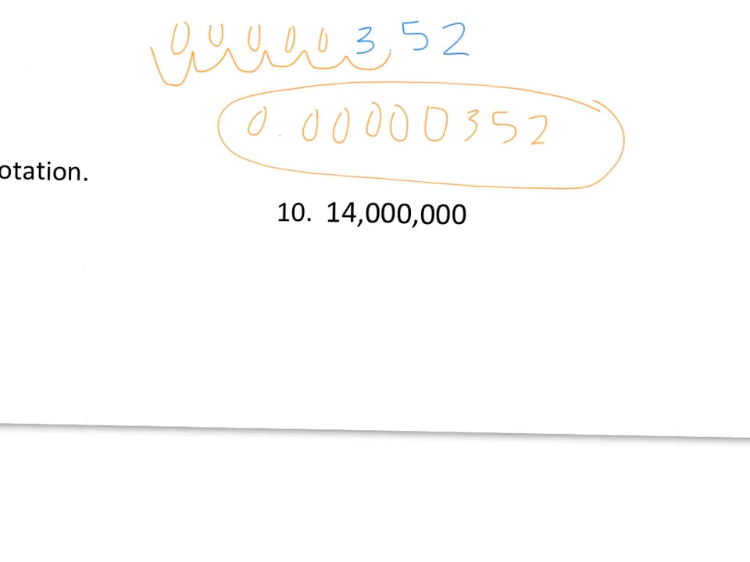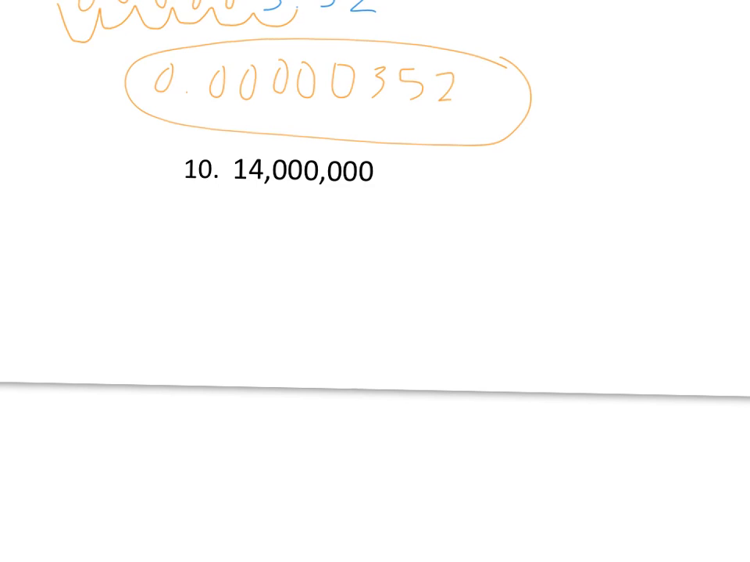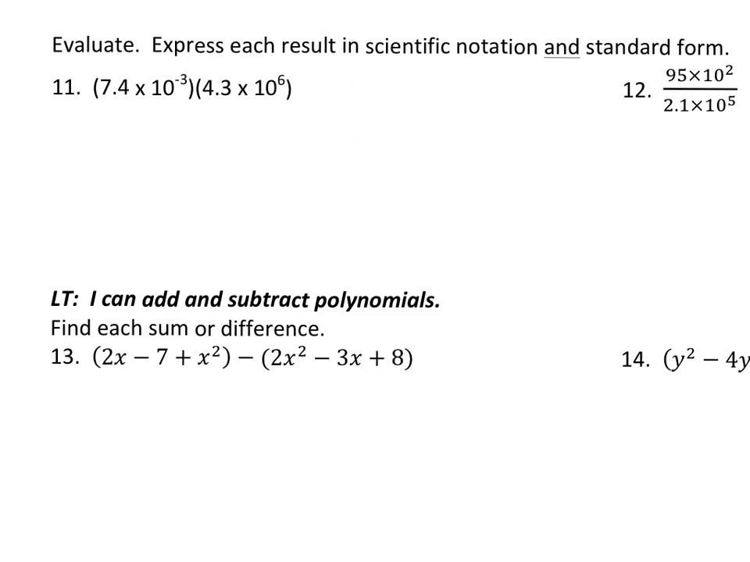All right, let's look at number 10. Same thing here. I will write my first number as 1.4 times 10 to the, now let's count here. I would have 1, 2, 3, 4, 5, 6, 7. So 1.4 times 10 to the 7th.